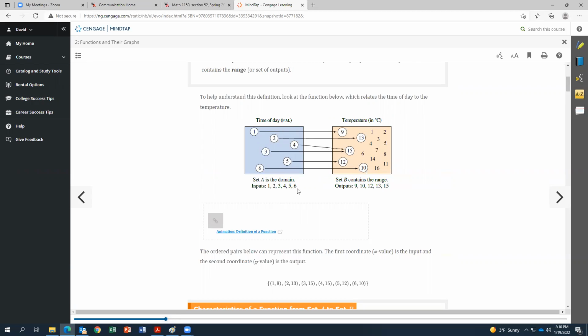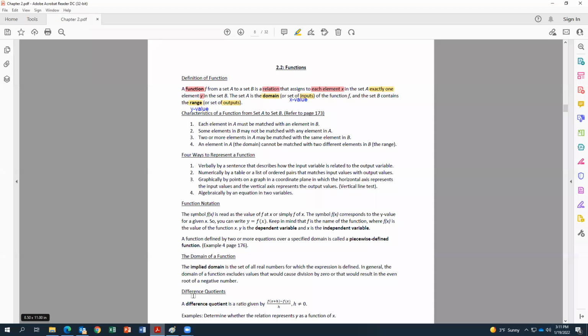So what makes it not a function is this x has two y's. One is 15 and one is 4. If this one has multiple y's, like 2 or 3, then it is no longer a function in this case. So that's how we figure out functions. There must be exactly one y.